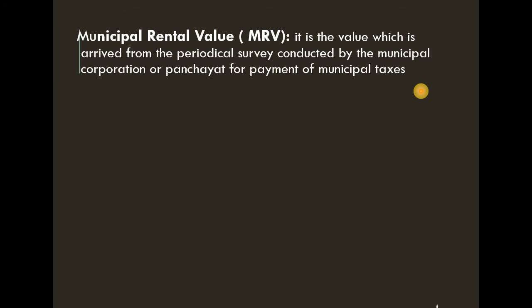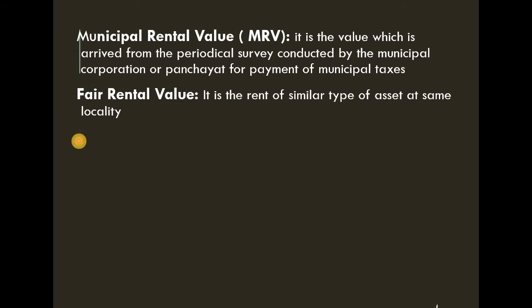So this survey is done to determine how much tax you have to pay. So they will fix a value. On that value, a percentage is calculated, and that is the municipal tax that you have to pay to the municipal authority. So the value that they arrive at by making the survey is known as municipal rental value. Fair rental value, as I have already said in the previous videos, means the rent of a similar type of asset, here house property only, in the same locality. You just go to the nearby or neighboring house. If they have rented the house, what is the value of that house? So that is the fair rental value.